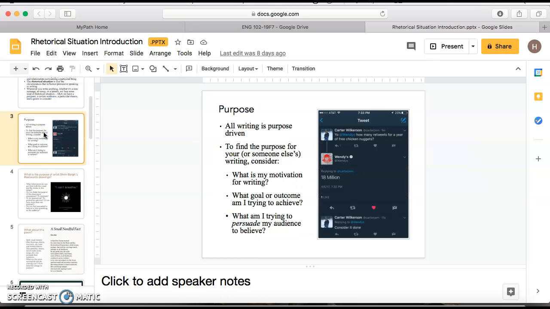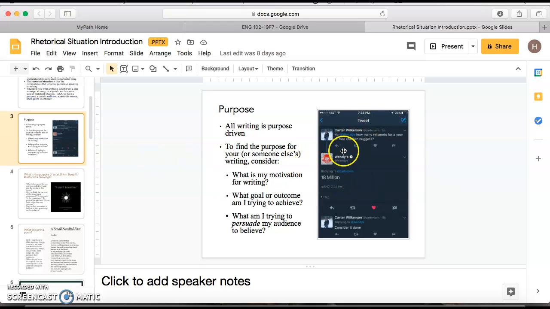So purpose, what is purpose? Well, purpose is obviously why you're doing something, and all writing is purpose-driven. You could probably argue that all speaking is also purpose-driven as well. So if you're finding the purpose for your or someone else's writing, you want to think about what's the motivation, what's the goal or outcome, and specifically for the purposes of this essay, where you're trying to figure out the purpose of the speaker who's giving some sort of speech. What are they trying to persuade that audience to believe?